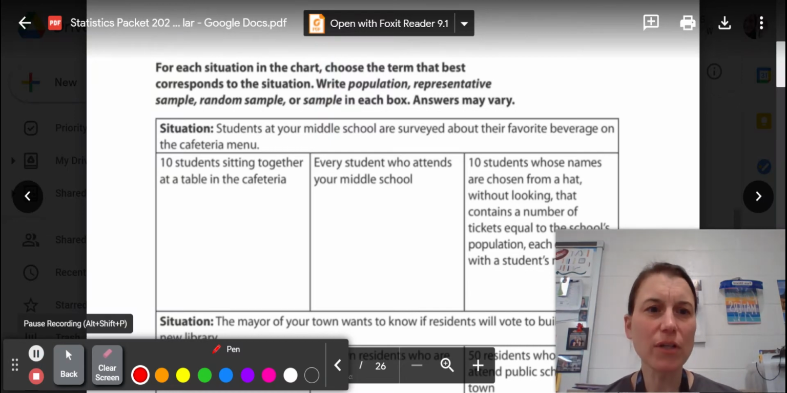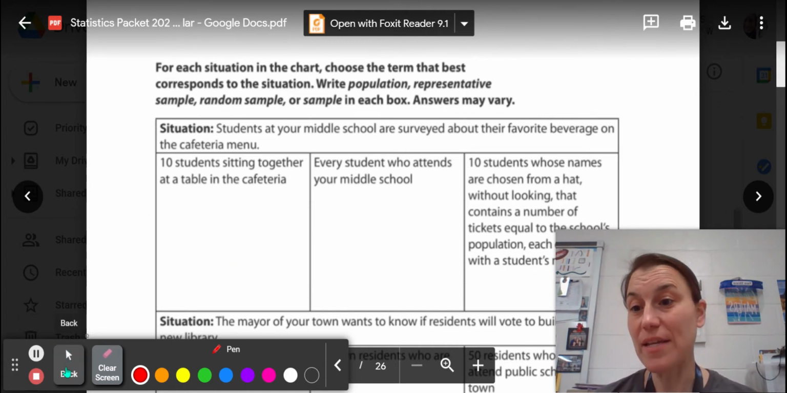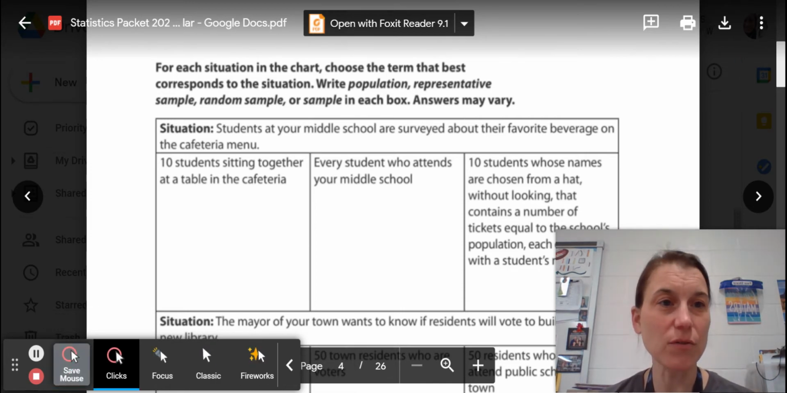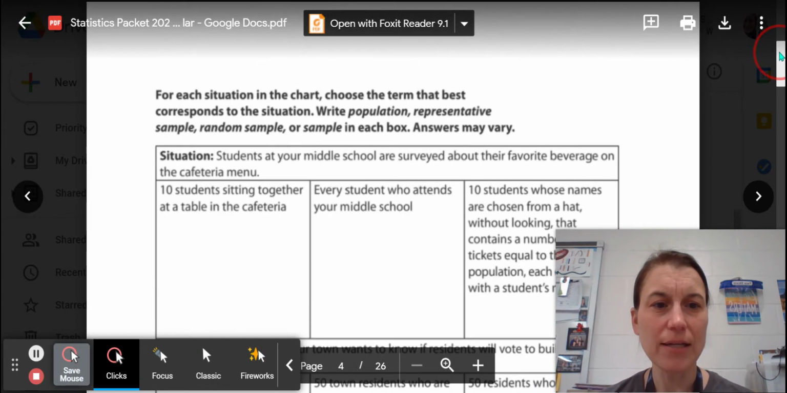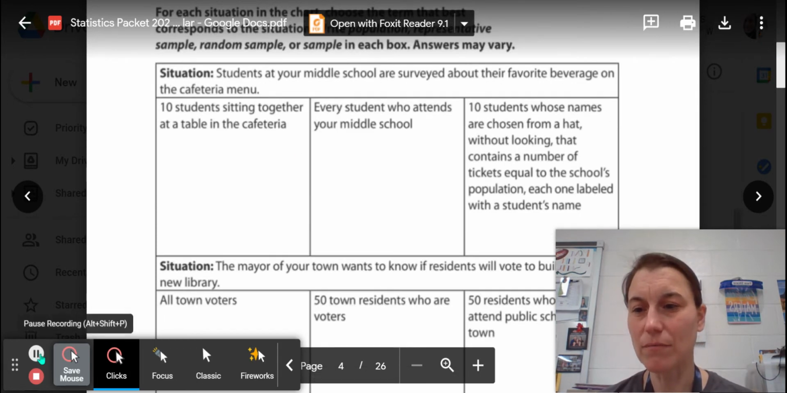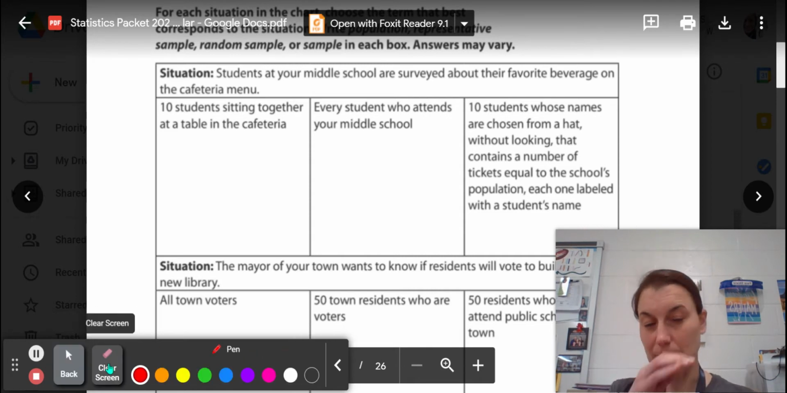Hi, we're just going to look at some vocabulary to practice with the statistics information that we learned about population, samples, representative populations, and random samples. So let's look at that. This is from our statistics packet, page 4, and I'm going to look at some of the wording here.